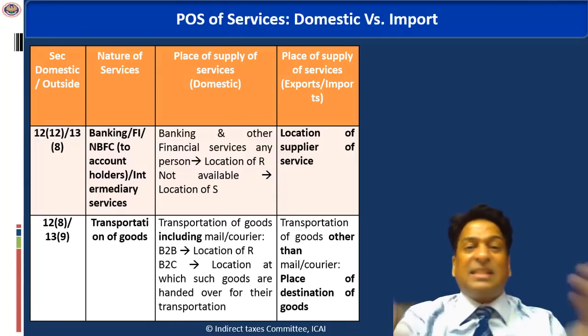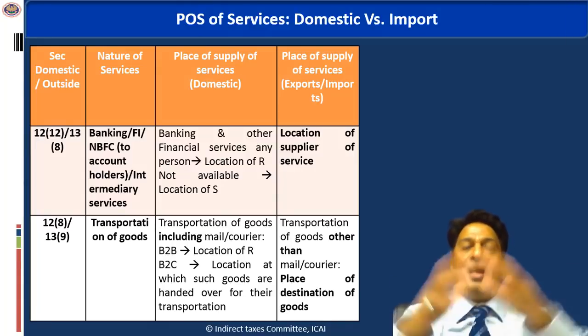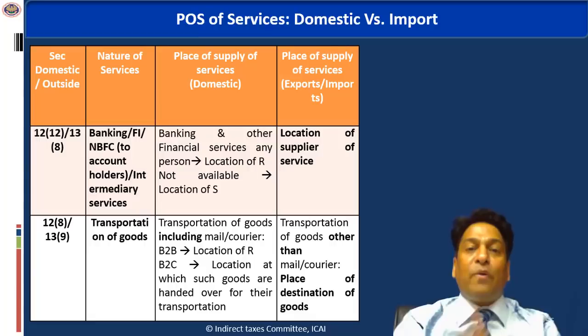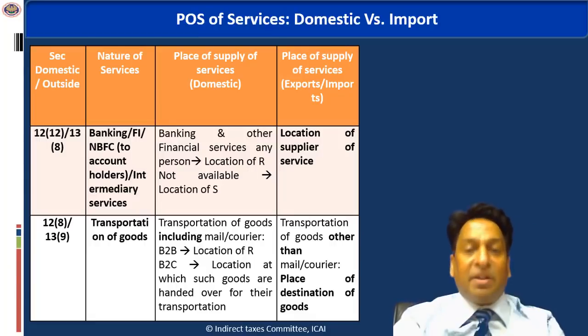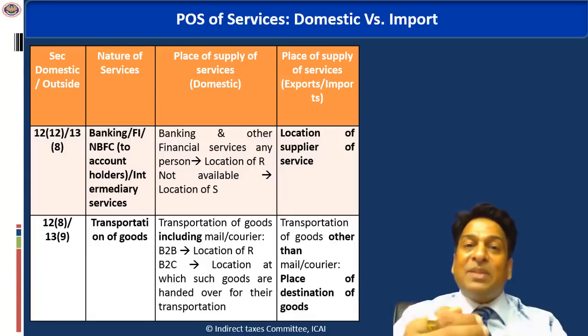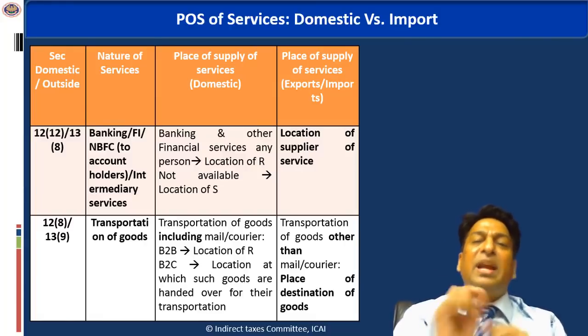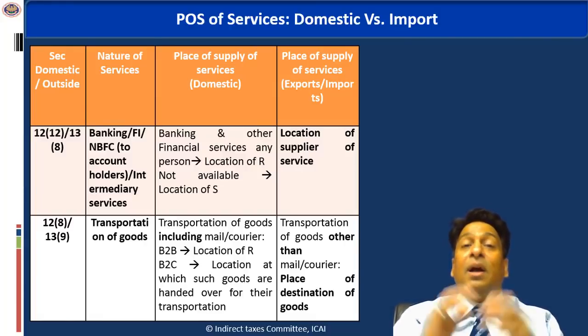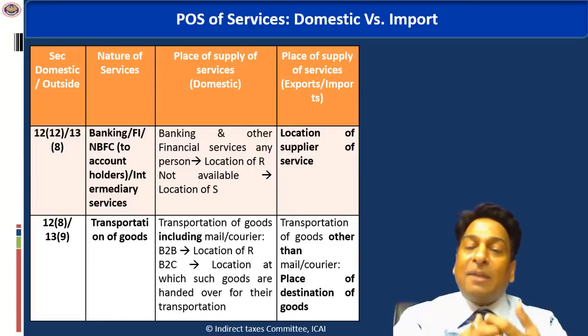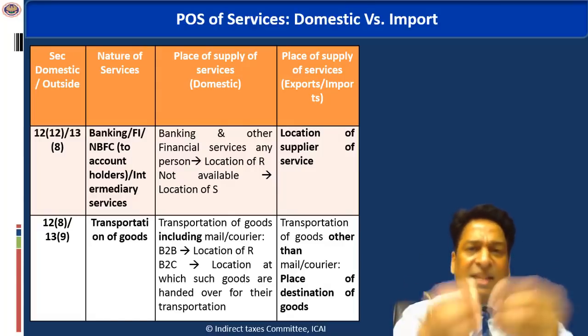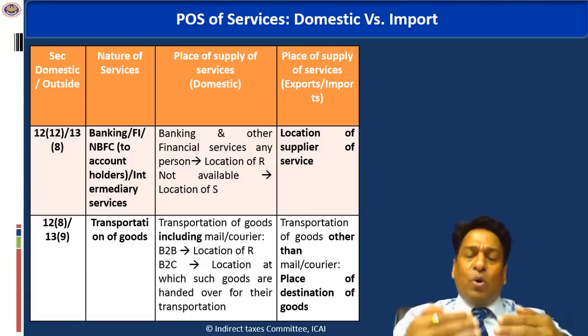I can do one quick case study because we have to complete this video within a time frame of 1 hour 30 minutes. Since time is really running, I will do one quick study on intermediary services. Location of supplier of service, going contrary. Let me take this example and close.